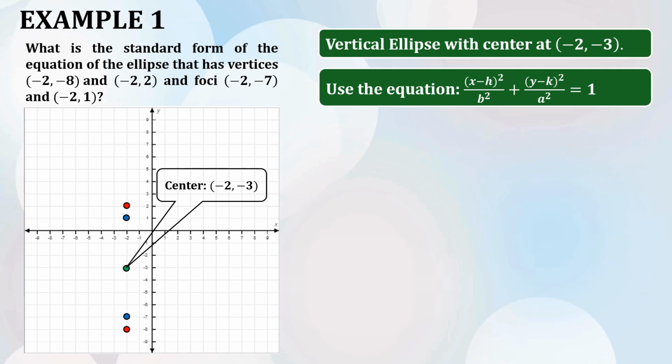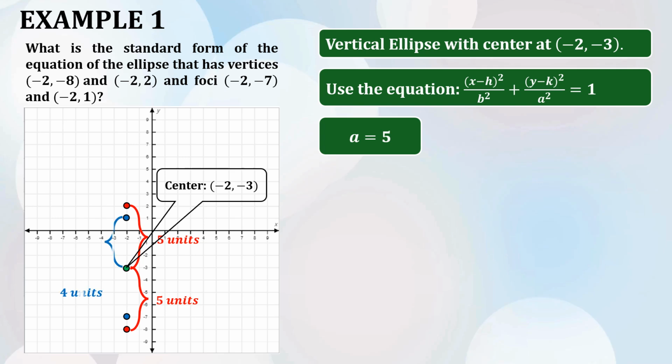From the graph, we can see that the distance of the vertices from the center is 5 units. Hence, the value of a is equal to 5. And the distance of the foci from the center is 4 units. Therefore, the value of c is equal to 4.